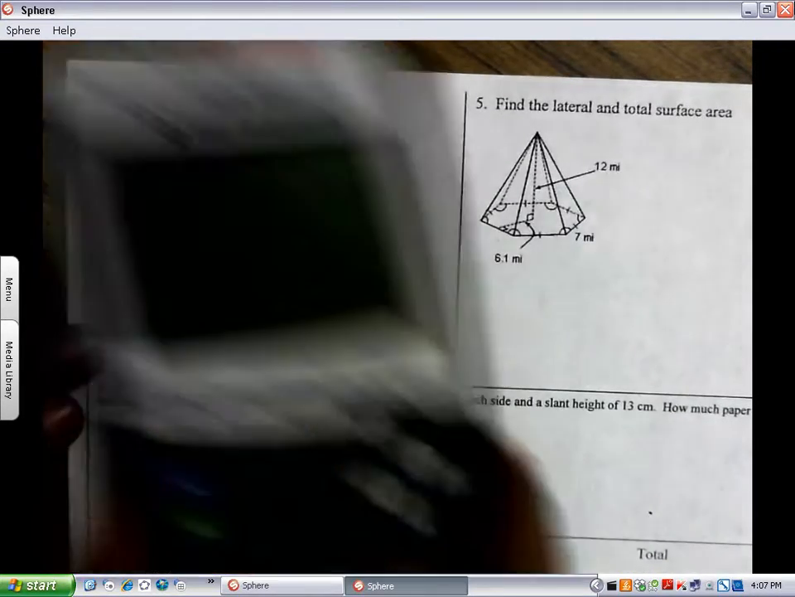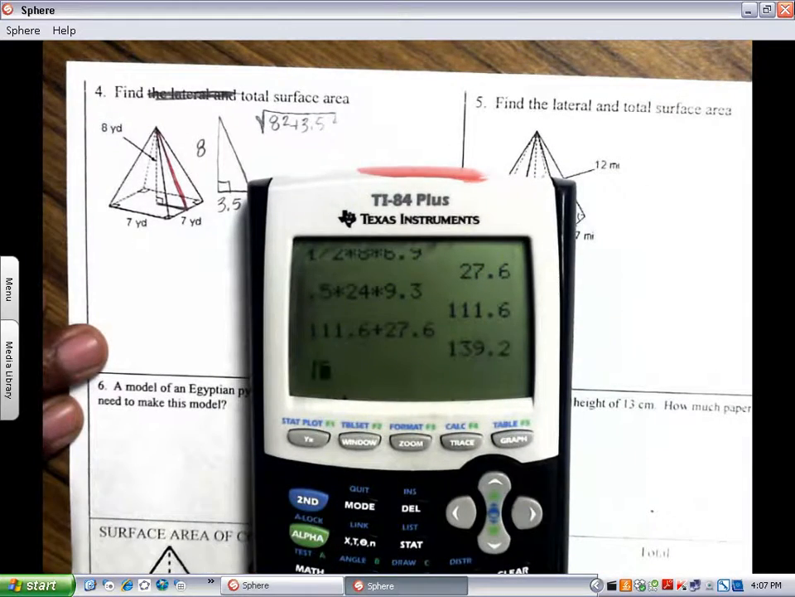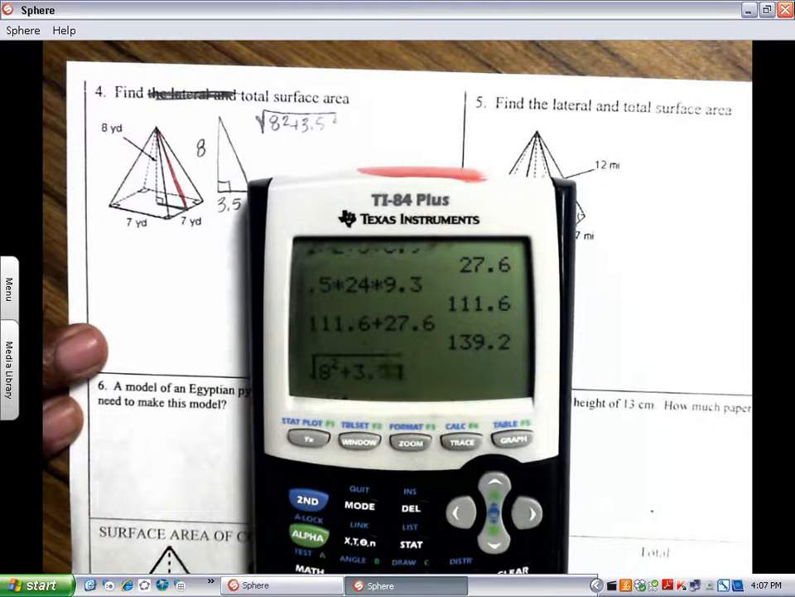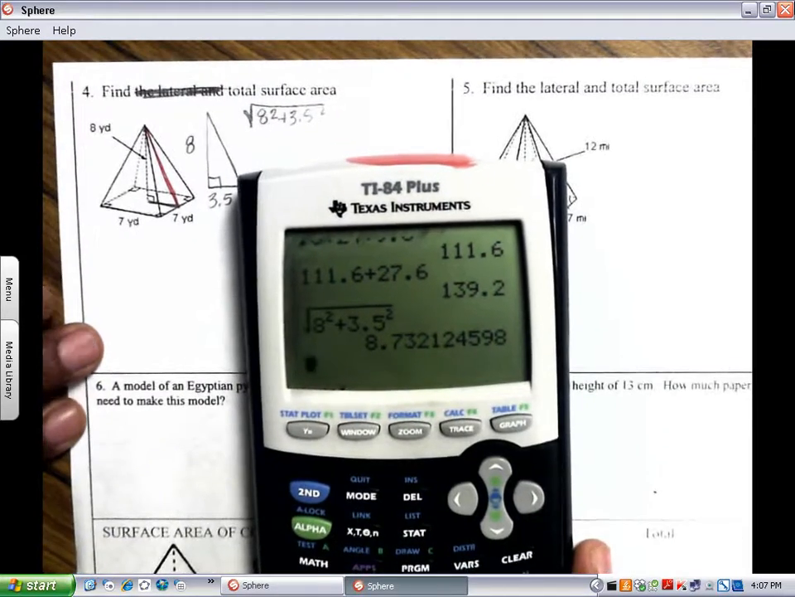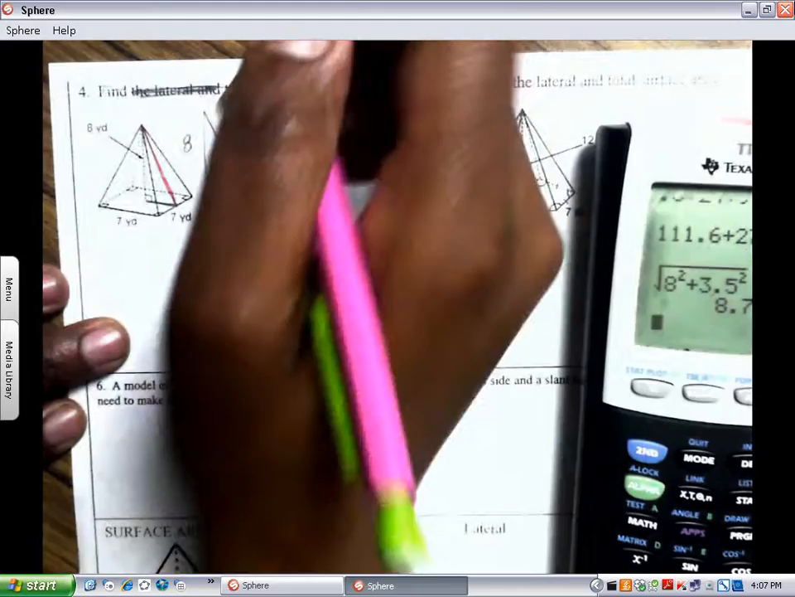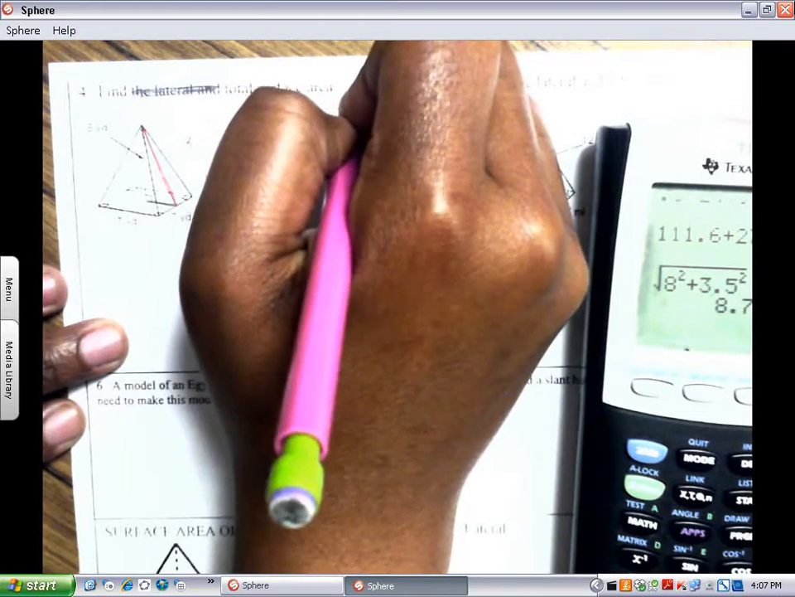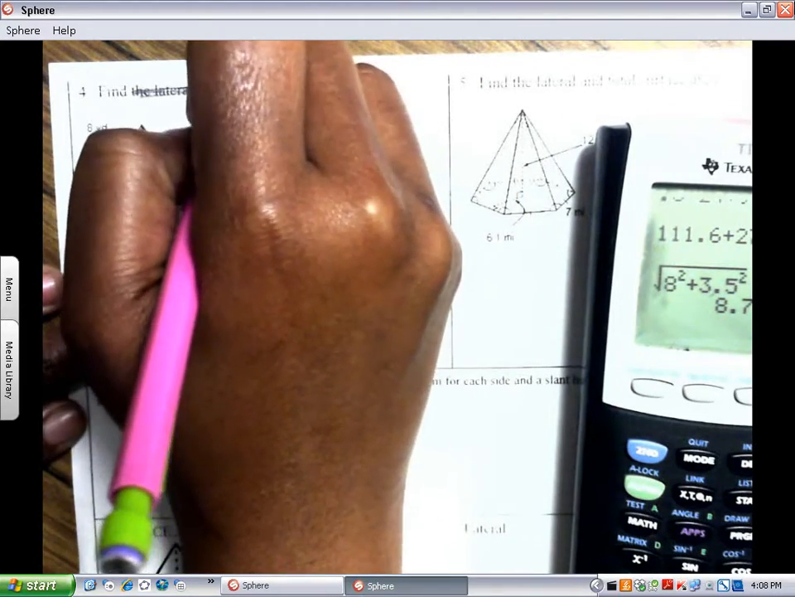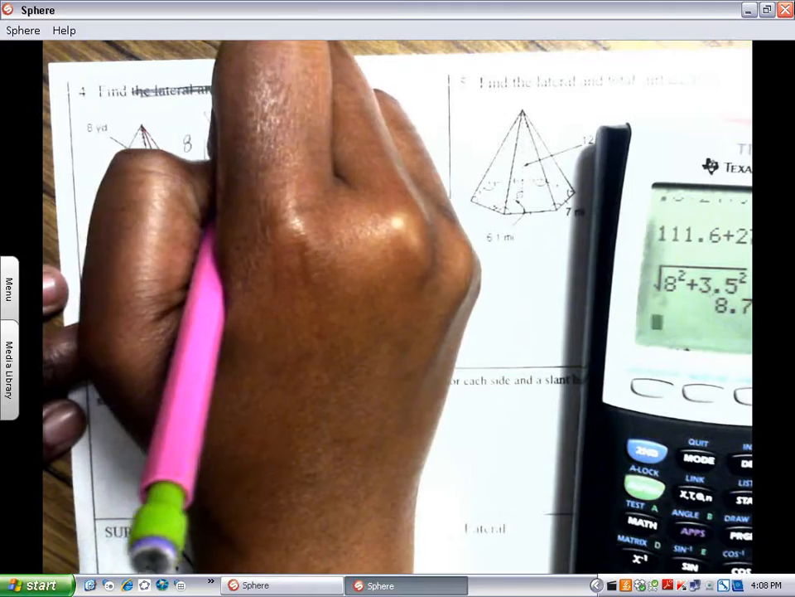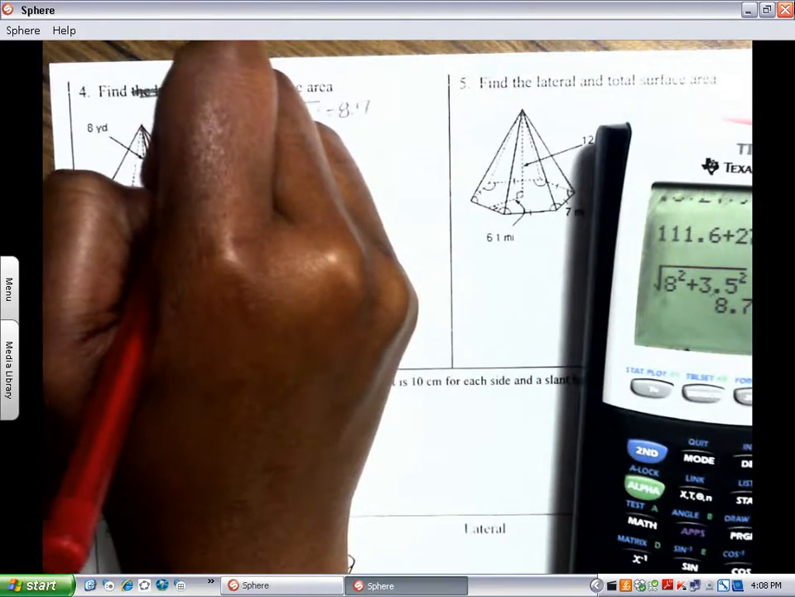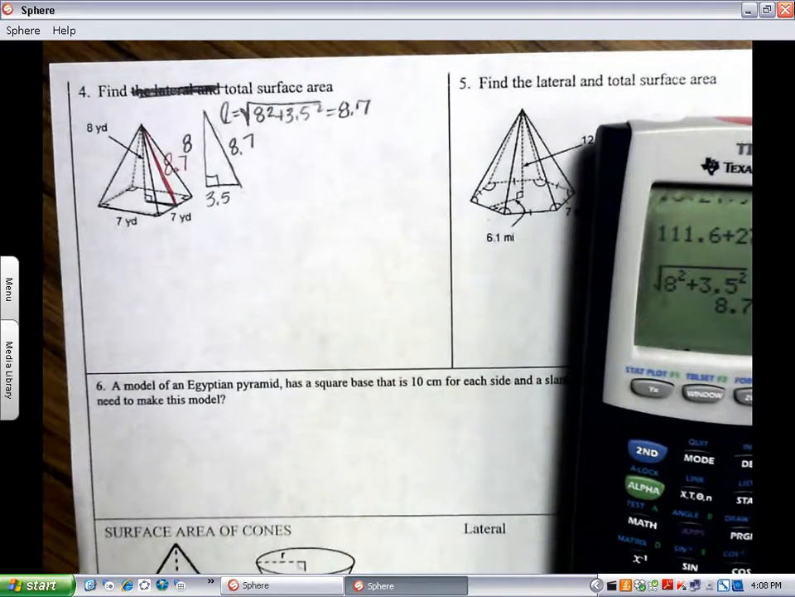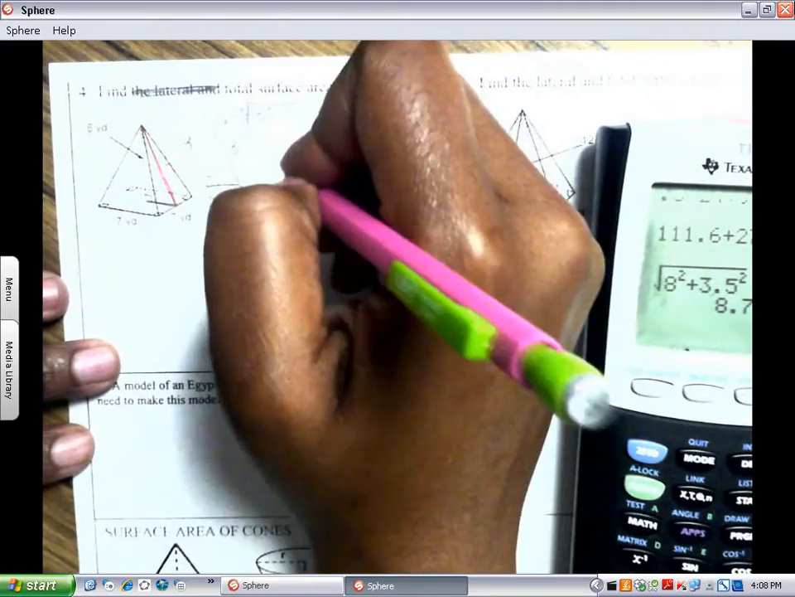Okay, put that in your calculator. Second, square root 8 squared plus 3.5 squared, and we get 8.7 because we're going to round to the tenth. Okay, so this is 8.7, so that means your slant height L is 8.7. I'll put it over here too, 8.7.